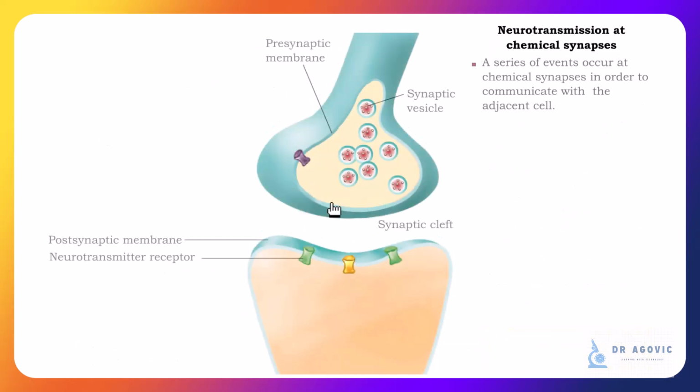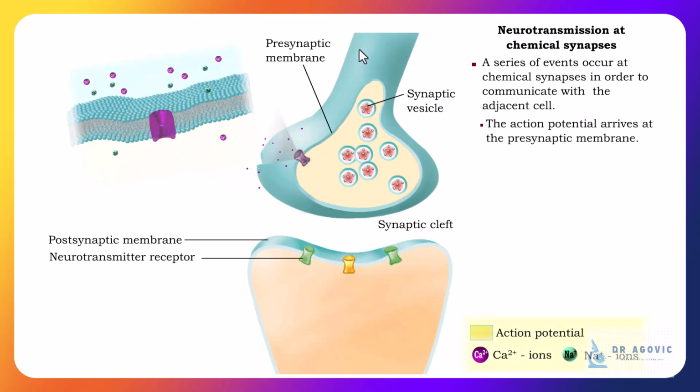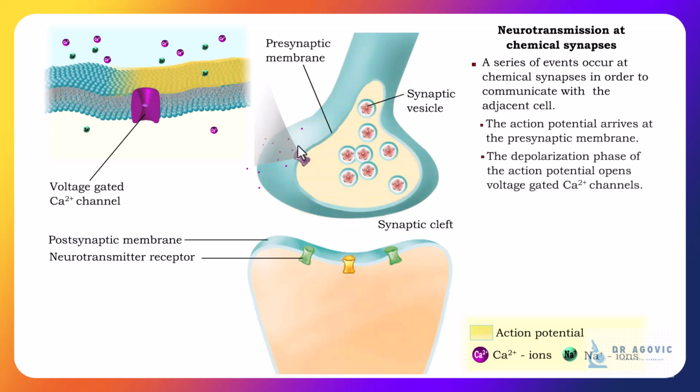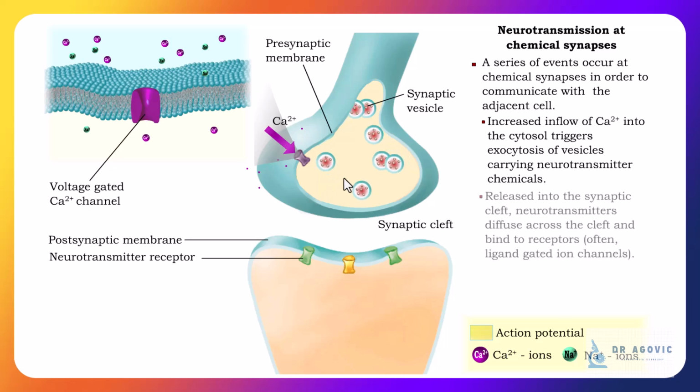At the presynaptic synapse, a series of events occur in order to communicate with the adjacent cells. When an action potential arrives at the presynaptic membrane, a depolarization phase opens voltage-gated calcium channels, allowing the inflow of calcium ions from the extracellular fluid. Increased calcium in the cytosol triggers exocytosis of synaptic vesicles, carrying neurotransmitter chemicals and releasing them into the synaptic cleft.